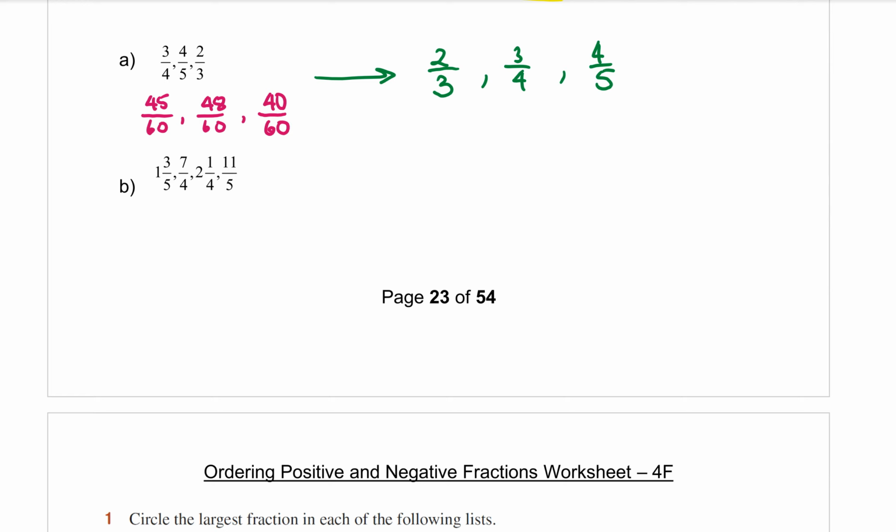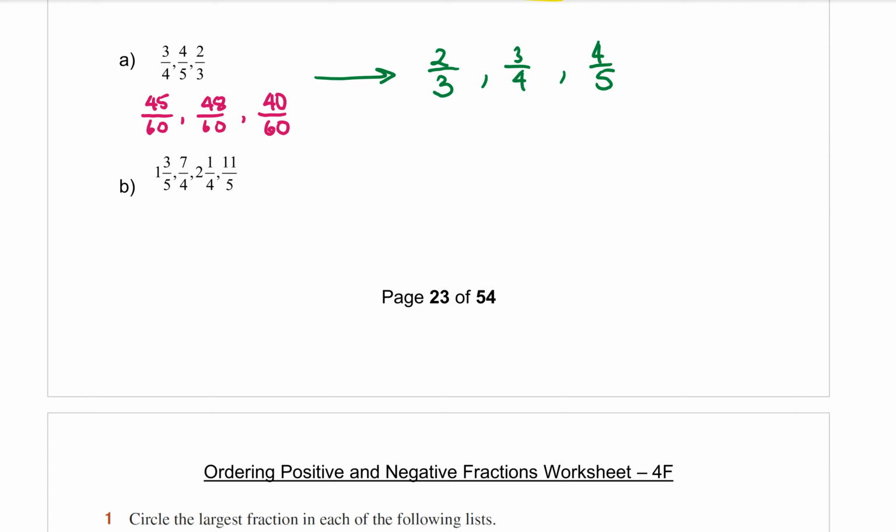Part B, we have 4 fractions here to compare. 1 3/5, 7 over 4, 2 1/4, and 11 over 5. Now, first of all, we don't really like having some of them as mixed numerals and some of them as improper fractions. So let's change all of them so that they are improper fractions.